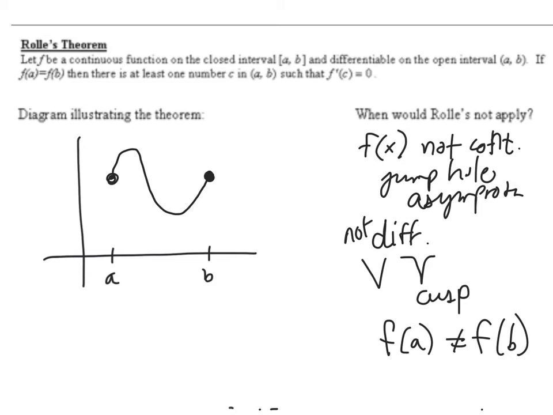So what this says is that if it's continuous, which it is, if it's differentiable, which it is, and f of a equals f of b, which it does, so f of a and f of b are the same point right there, then there's at least one number c in the open interval such that the derivative at that point is equal to 0. We can see very clearly that there's a point right here where the tangent would be horizontal and thus have a 0 slope. In this particular case, there are two of them. So there could be more than one c value where that would be true.